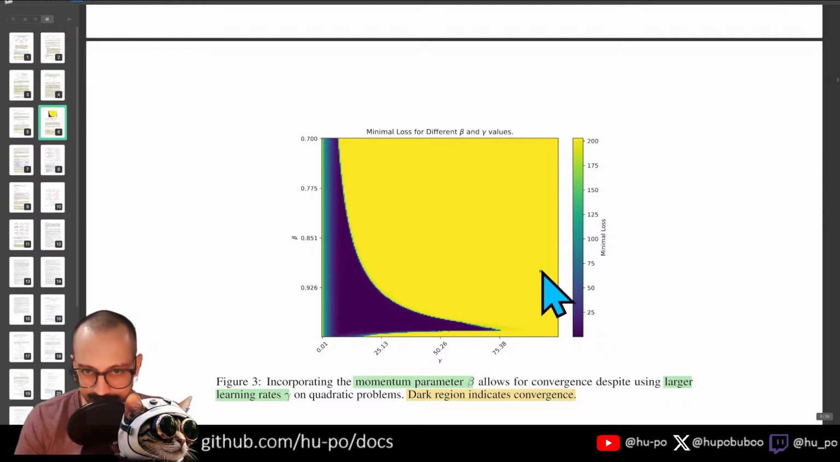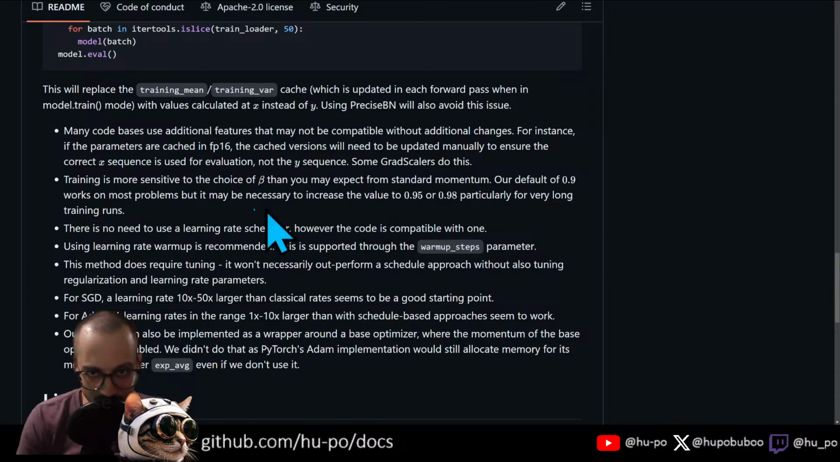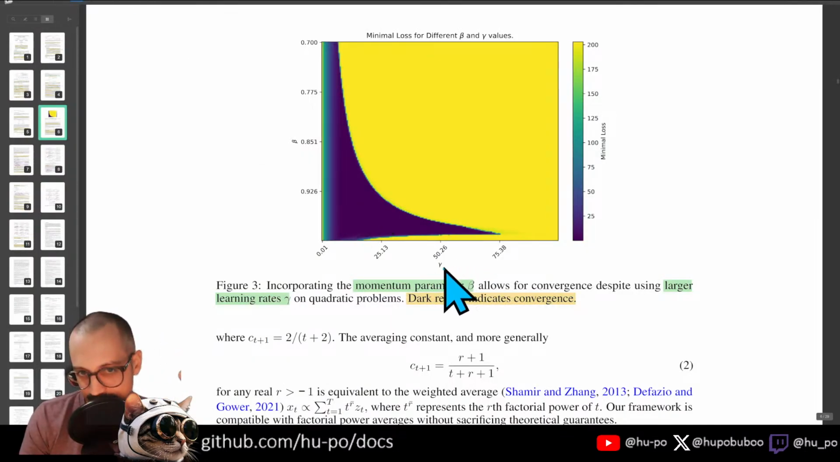So this plot is literally evidence that for small toy problems, you have to pick the right learning rate and the right beta, right? And if that's the case for small toy problems, now think about much more complicated, much higher dimensional problems. There's also going to be this type of situation, right? And that's where you end up with these kind of red flags here of like, hey, it's more sensitive to the choice of beta.